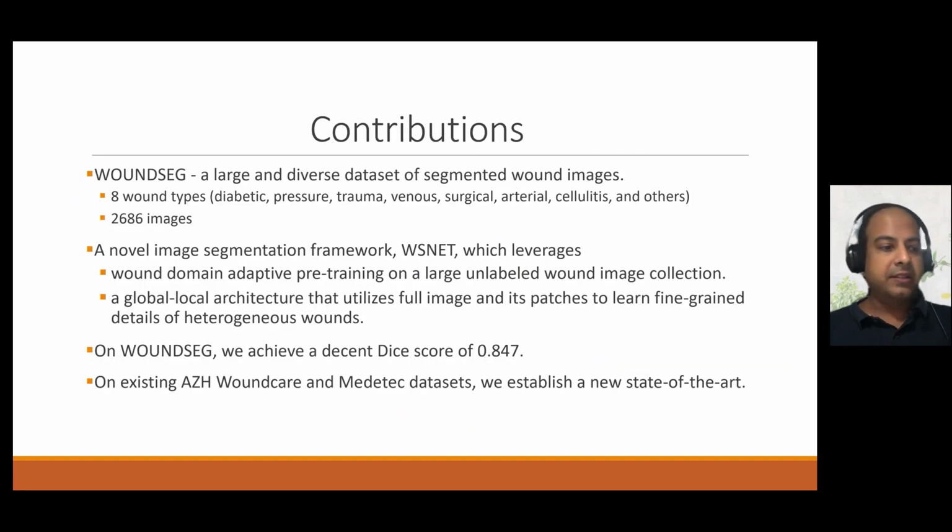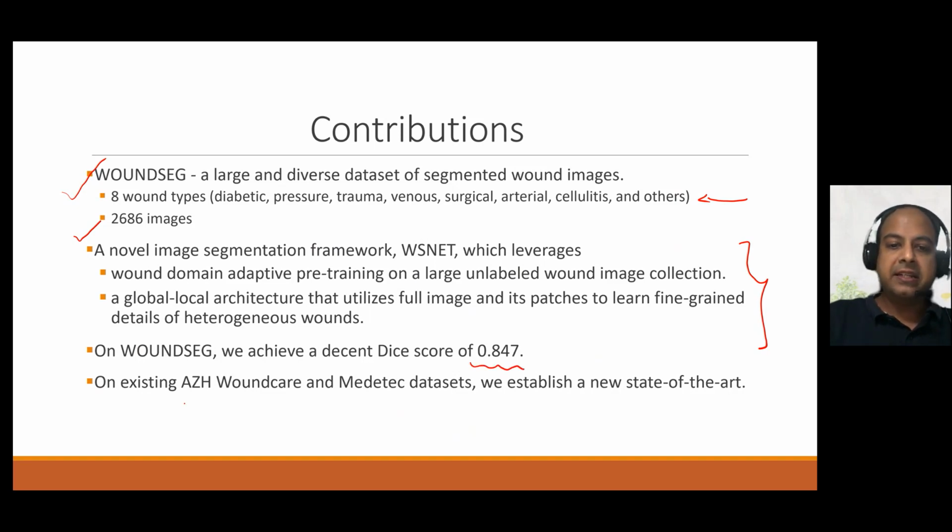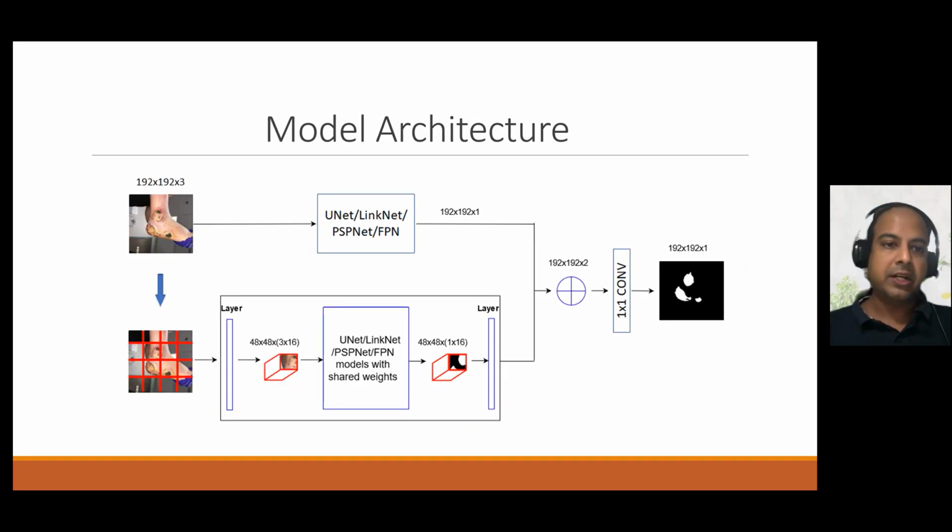In this work, we make the following contributions. We contribute WoundSeg, which is the largest available data set of segmented wound images, with 8 different wound types and 2,686 images. We also contribute a novel segmentation framework, WSNet, which leverages wound domain adaptive pre-training on a large unlabeled wound image collection. It also proposes a global local architecture that utilizes the full image and its patches to learn fine-grained details of heterogeneous wounds. On WoundSeg, we get a very good dice score of 0.847. And on existing datasets, we also establish a new state of the art.